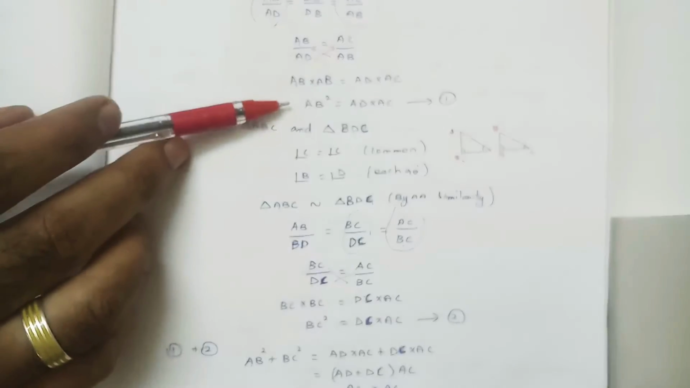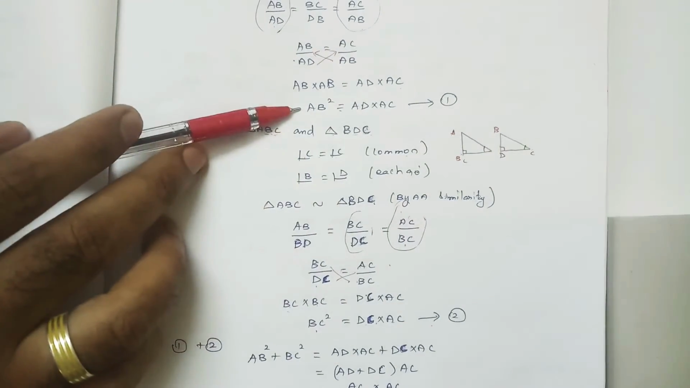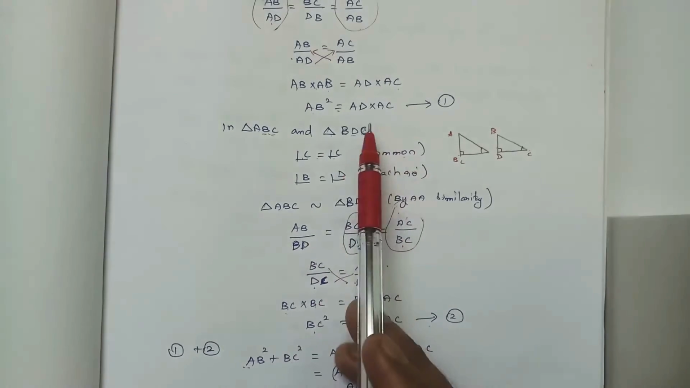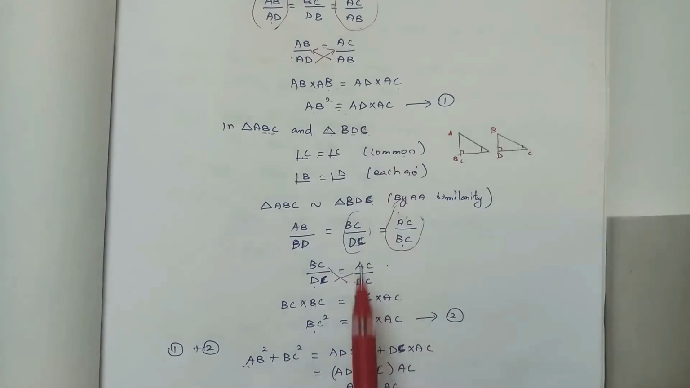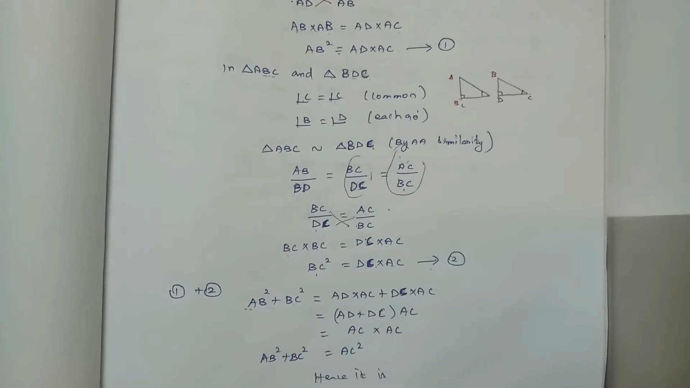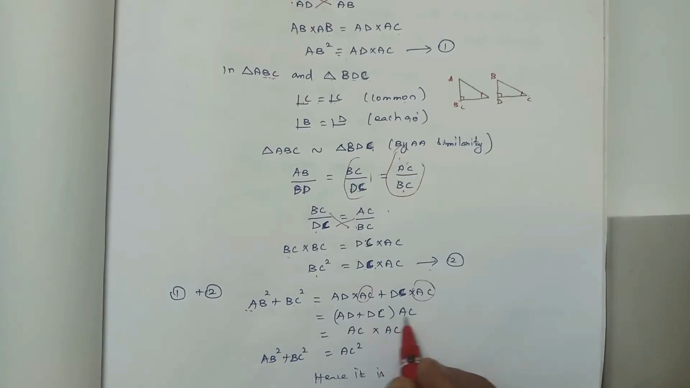Now just add equation 1 and 2. What is the LHS of equation 1 and equation 2? AB square plus BC square. AB square plus BC square is equal to the RHS: AD into AC plus DC into AC. What is the common term? AC is common. Just take it commonly outside. What will you get? AD plus DC into AC.